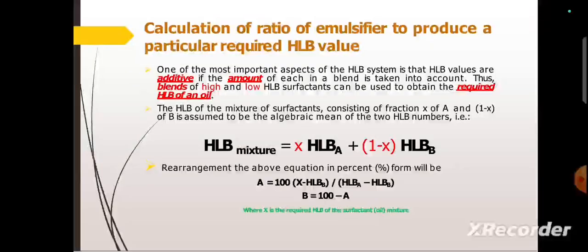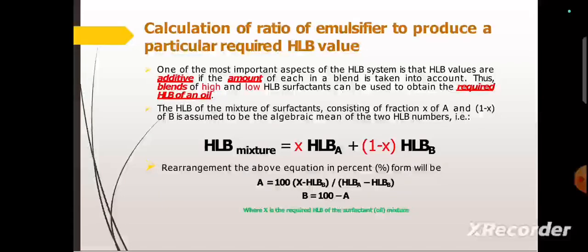Calculation of the ratio of emulsifier to produce a particular required HLB value. Now we will observe how to calculate ratios for HLB values. One of the most important aspects of the HLB system is that HLB values are additive, and the amount of each in a blend is taken into account. Thus, blends of high and low HLB surfactants can be used to obtain the required HLB of an oil.